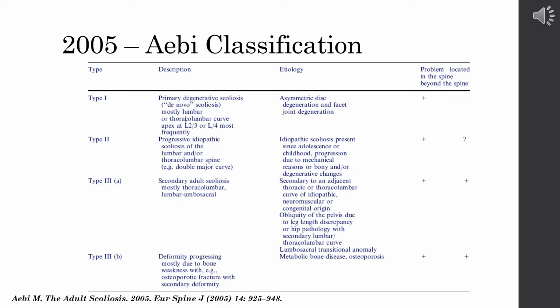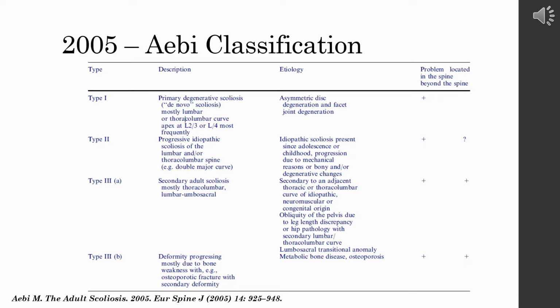4 years later, in 2005, Max A.B. published his article Correction of Degenerative Scoliosis of the Lumbar Spine. In his article, he classified adult scoliosis into 3 major curve types based on the cause or natural history of the deformity. Type 1 is a primary degenerative scoliosis caused by degenerative changes in the vertebral disc asymmetry and the posterior articulation. Type 2 is a progressive idiopathic scoliosis, which is caused by further development of idiopathic scoliosis that started before adulthood. Type 3 is a secondary type of adult scoliosis, which is divided into 2 types.